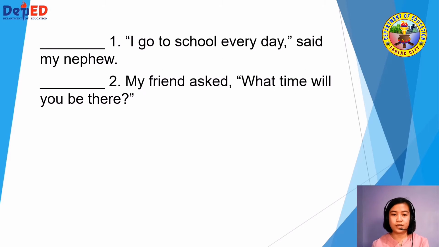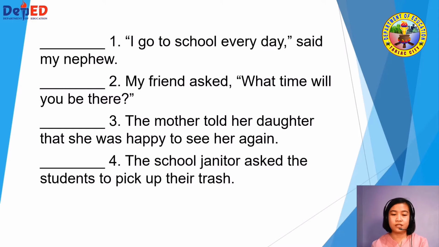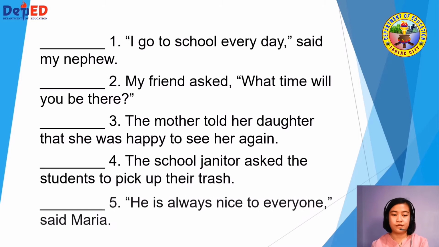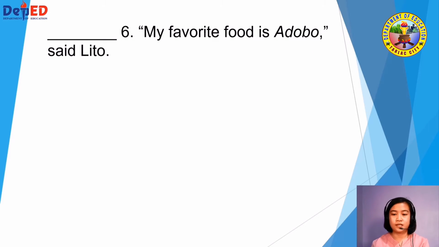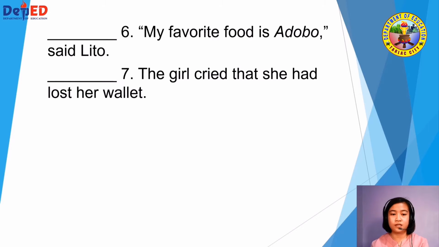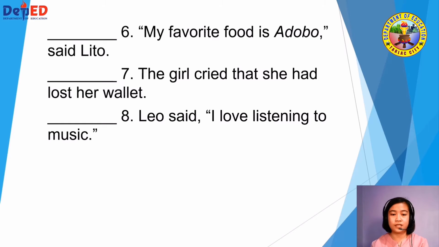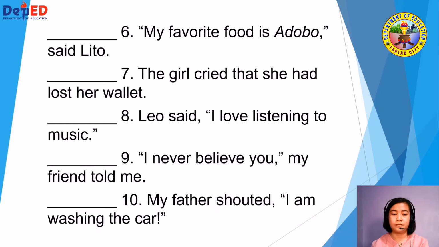Let's start. Number 1. "I go to school every day," said my nephew. 2. My friend asked, "What time will you be there?" 3. The mother told her daughter that she was happy to see her again. 4. The school janitor asked the students to pick up their trash. 5. "He's always nice to everyone," said Maria. 6. "My favorite food is adobo," said Lito. 7. The girl cried that she had lost her wallet. 8. Leo said, "I love listening to music." 9. "I never believe you," my friend told me. And then last, number 10, my father shouted, "I am washing the car."